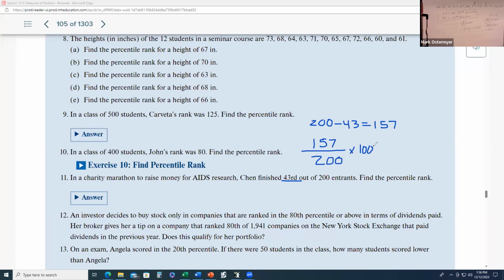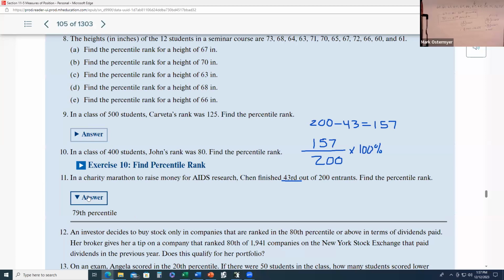And what percentile rank does that give us here? 39th percentile. Wait a minute, 39th percent, is that right? It's 78%. I got 78.5, but I don't know what you do with the 5. Yeah, okay, no, 78.5. You know what your author did? They bumped it up to the 79th percentile.